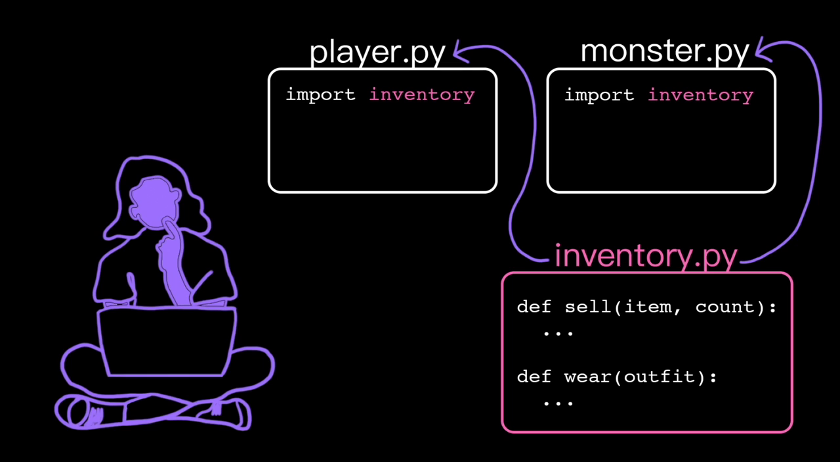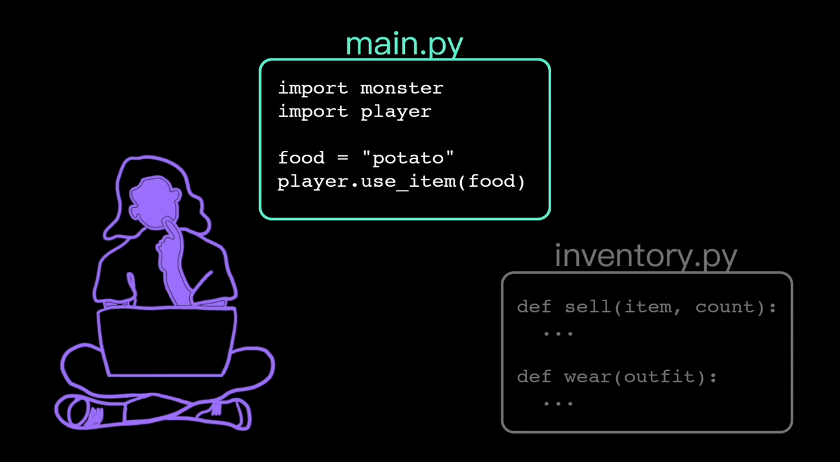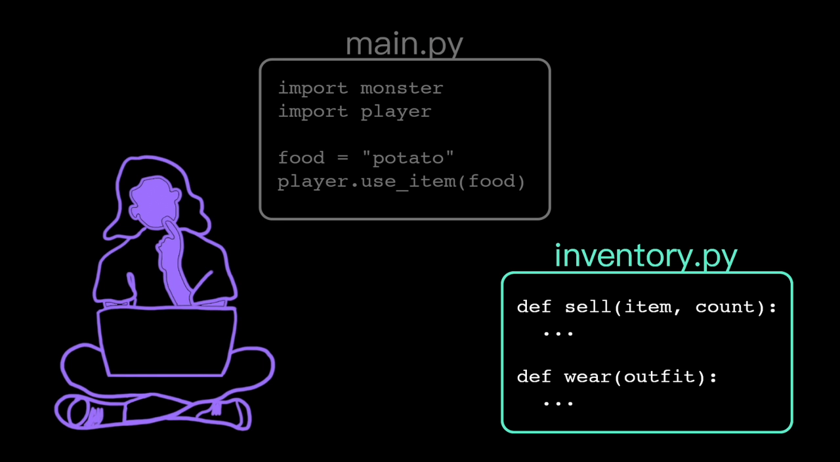And they let us focus on one thing at a time as we're building. When I'm working in main.py, I can think about my program at a high level and just work on how all the pieces fit together. And when I'm working in inventory.py, I can forget about all that and just focus on the details of how inventory management works.